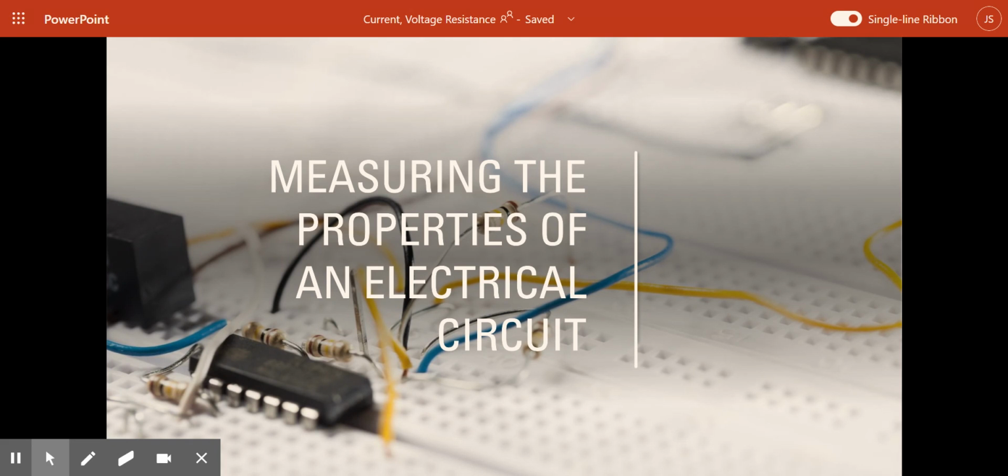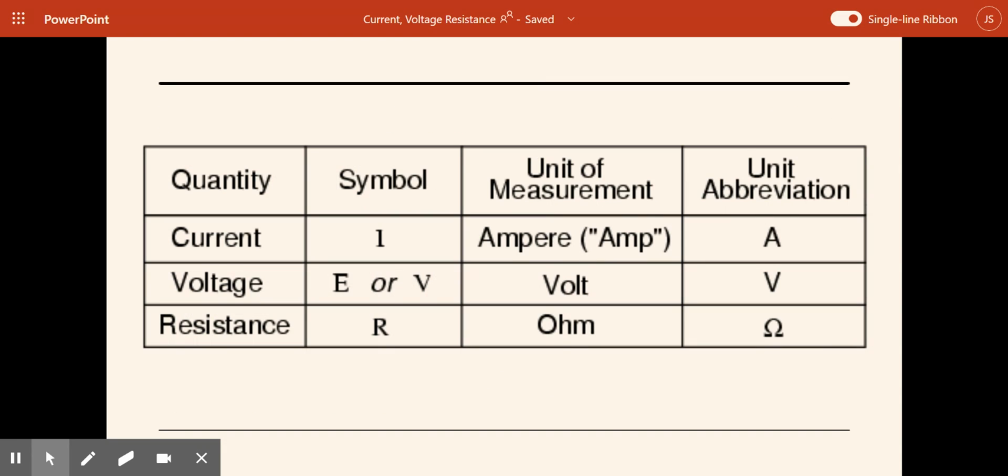We have three main properties that we're looking at, which are summarized in this table here at the end of the presentation: current, voltage, and resistance. This table is really useful to keep track of the quantity, the symbol we use, and the unit of measurement and its symbol, okay? Although I haven't put a pencil here for you to write this down, I would recommend writing this as part of your notes, okay?